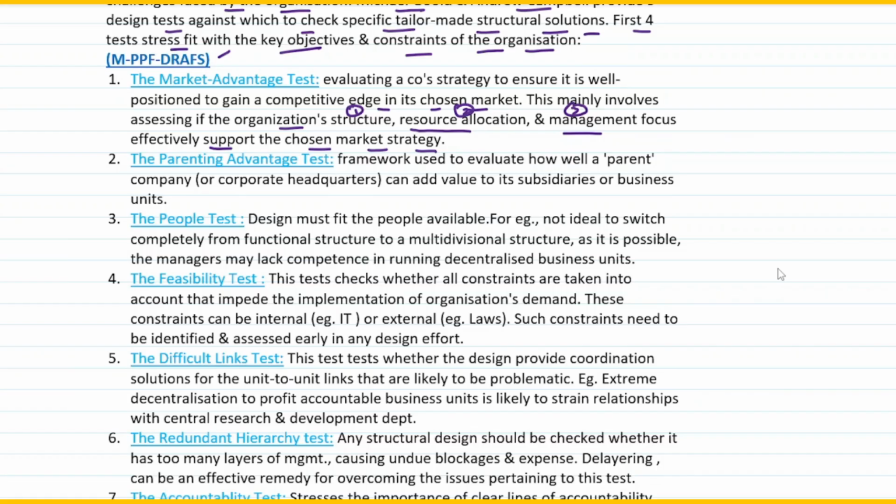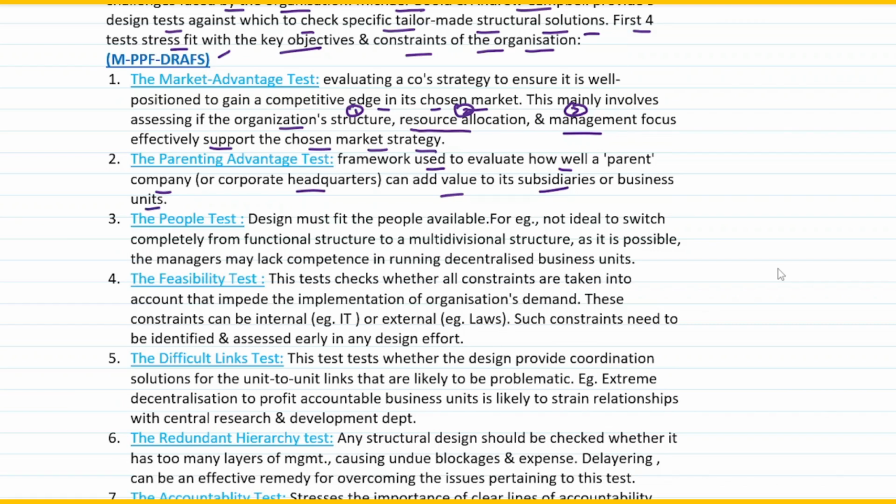Second one is what? Second one is the parenting advantage test. Parenting basically is to parent, or to guide, right? So that's how you can remember. So M, then you talk about PPF, the first P is the parenting advantage test. What does this test talk about? It is a framework used to evaluate how well a parent company can add value to its subsidiaries or business units. So when I say parenting advantage test, my focus should be on the parent company or the corporate headquarters, please remember.